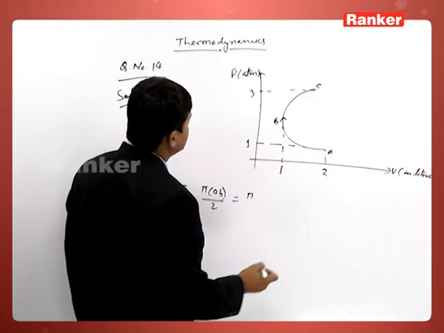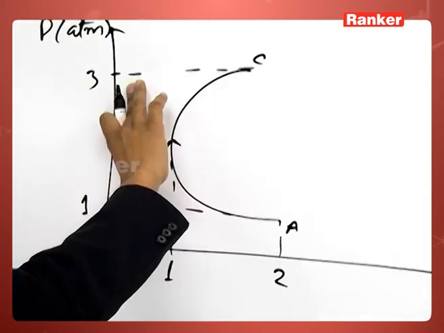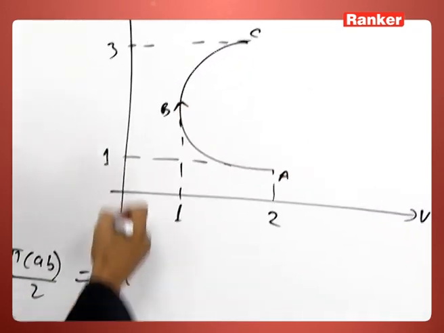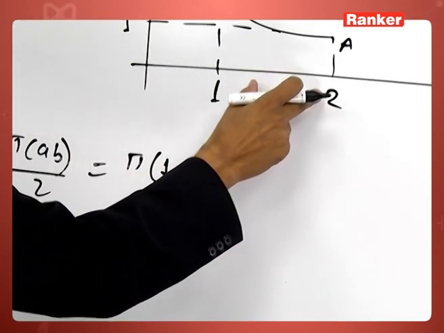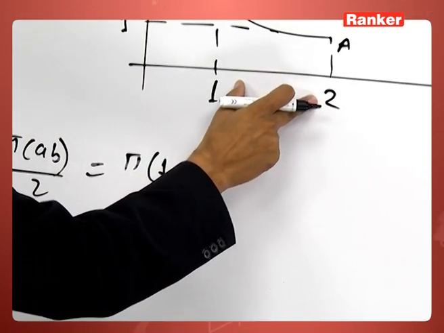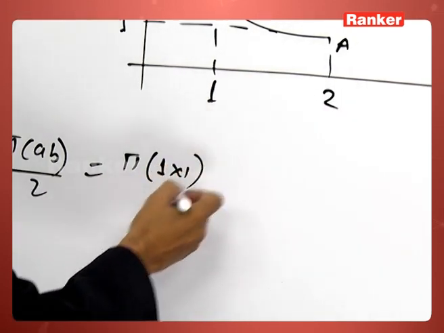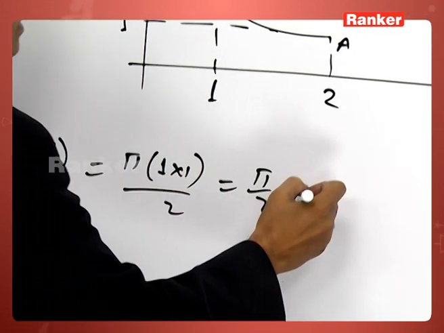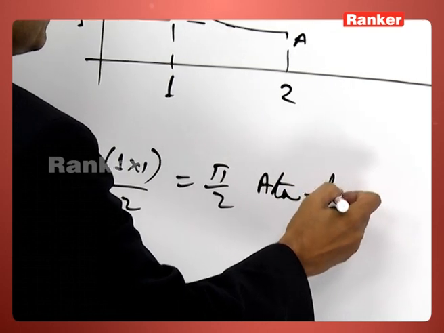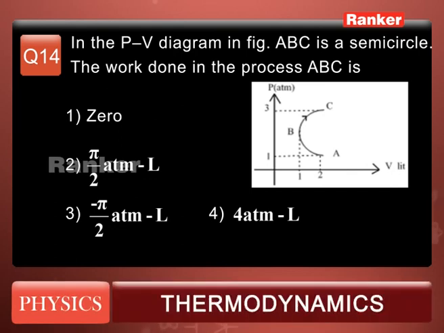So pi A is the semi-major axis here. This is 3 minus 1, 2, 2 by 1. This is 2 by 2. This is your 1. And here 1 and 2, the semi-major axis here will be 2. This is also 1 by 2. So this will be pi by 2 atmospheric into liter. So this is the correct option. So option number 2 is the correct answer.